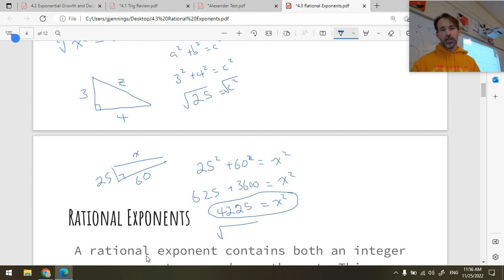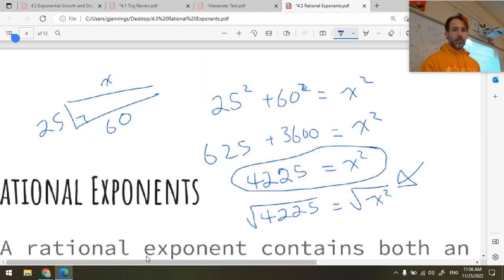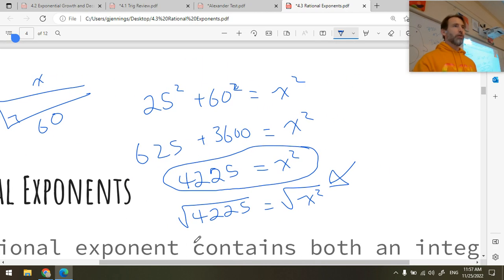You take the square root of both sides. 4225 equals the square root of x squared. Now the square root of x squared is a silly thing to say. I'm the square root of 42 squared years old. If I square something and then take the square root, that sends it back to itself. It's like multiplying by 1. It doesn't change it. Okay?